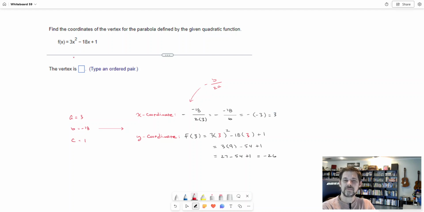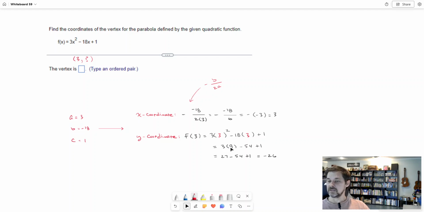Okay, so my answer is going to be 3 for the x-coordinate and some number yet to be determined for the y-coordinate. I find the y-coordinate by plugging the known x-coordinate in. They go together. So there it is. And with the black ink, I put the function 3x squared minus 18x plus 1. And in red, I put the number I'm plugging in, which is 3. Okay, so I do all the math there.